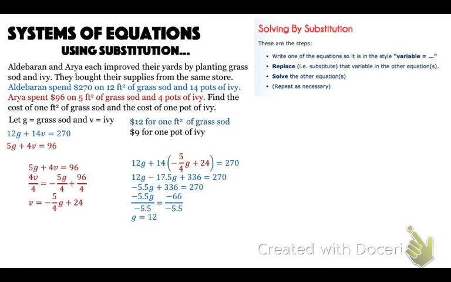Cool. And then I'm just going to plug it into this equation right here because it's already solved for v. It makes the most sense. So I have negative 5/4 times 12 plus 24, which is negative 15 plus 24, which is 9. That's exactly what we got when we did the other way. So it'd be 12 for one pot of grass and 9 for a pot of ivy. So that's double checking our work.